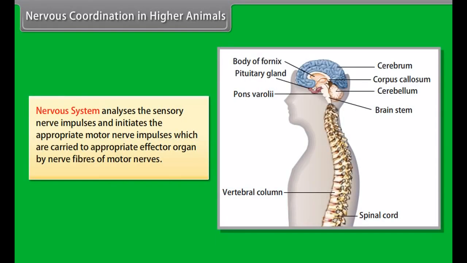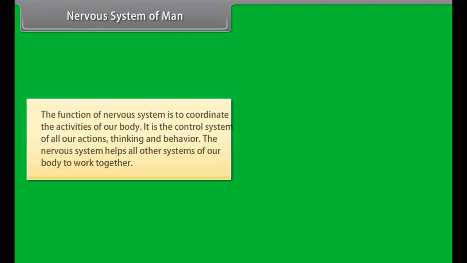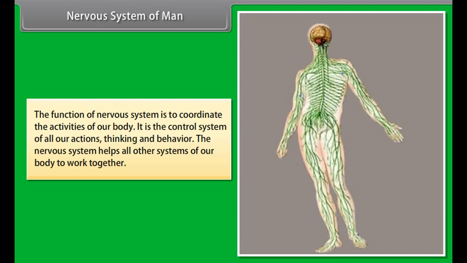The nervous system analyzes the sensory nerve impulses and initiates the appropriate motor nerve impulses, which are carried to the appropriate effector organ by nerve fibers of motor nerves. The effector system is formed of effector organs, which include muscles and glands, and give the response. For example, contraction or relaxation of muscles, and switching on or off of glandular secretion.